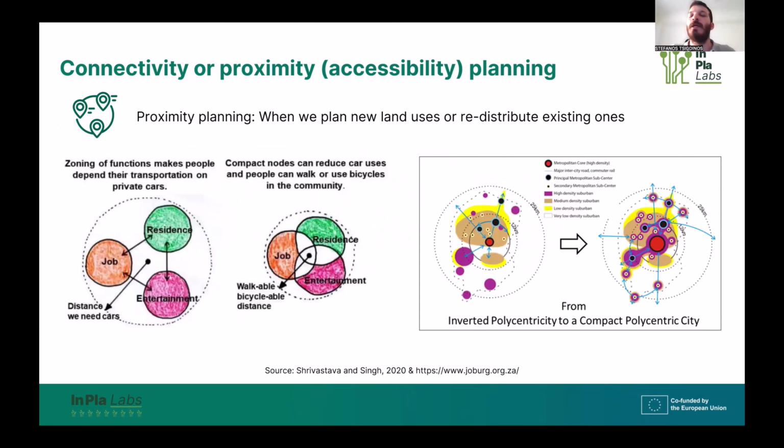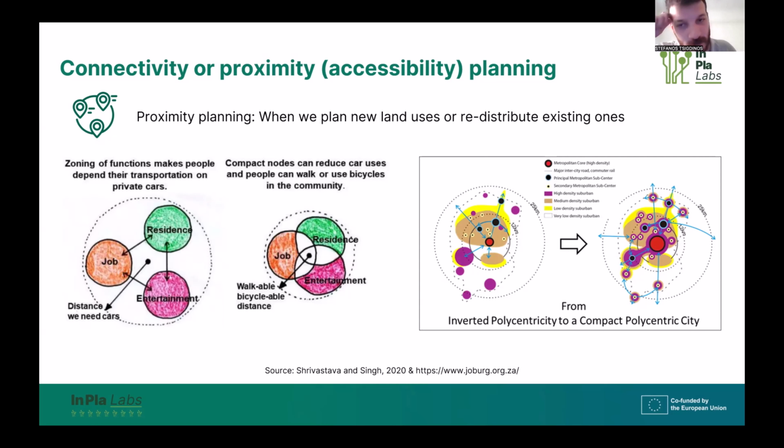On the other hand, we have proximity planning, which is we plan land uses or activities, or give way for new activities, or we redistribute the existing ones. This is the most difficult part of the equation, but it could be implemented somehow. But the planning of new land uses is the most common one.